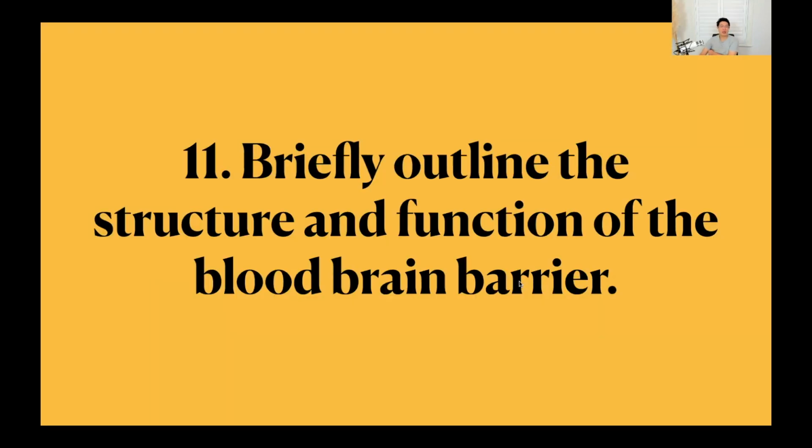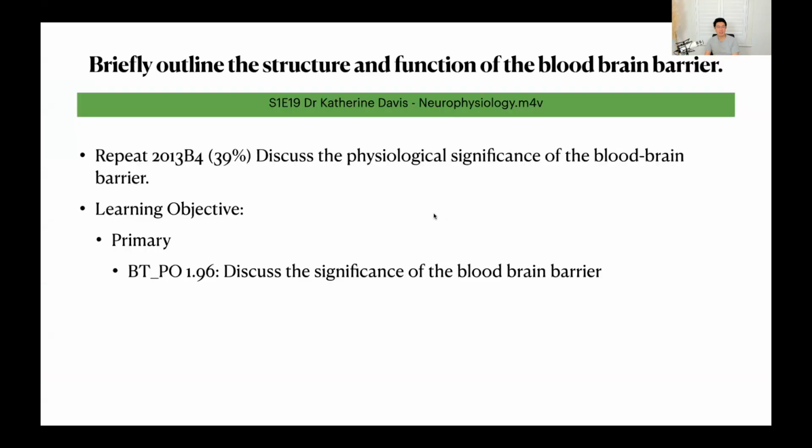Question 11, briefly outline the structure and function of the blood-brain barrier. This is something that Dr. Catherine Davies went through a couple of episodes ago. I think it was episode 19 for those who have just joined, so have a look at that one for the structure and answer for this question. The learning objective is based exactly on 1.96, which is discuss the significance of the blood-brain barrier. So the only difference is the changing of the words. Instead of physiological significance, we've got the structure and function, but it's essentially the same idea. And it had a pass rate of 39%.